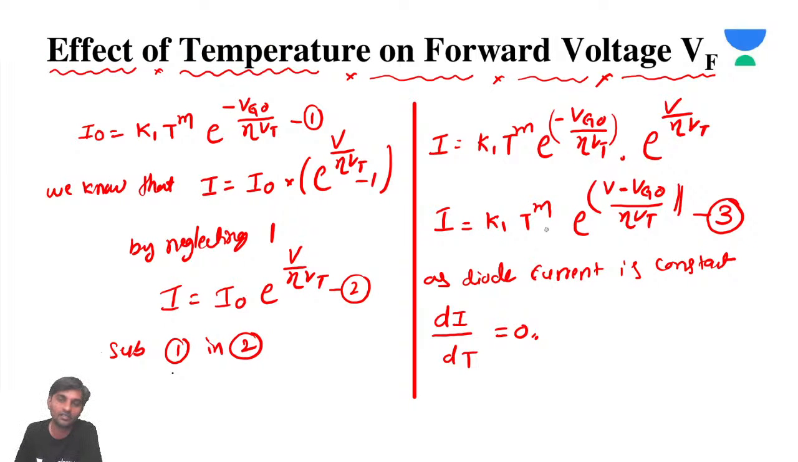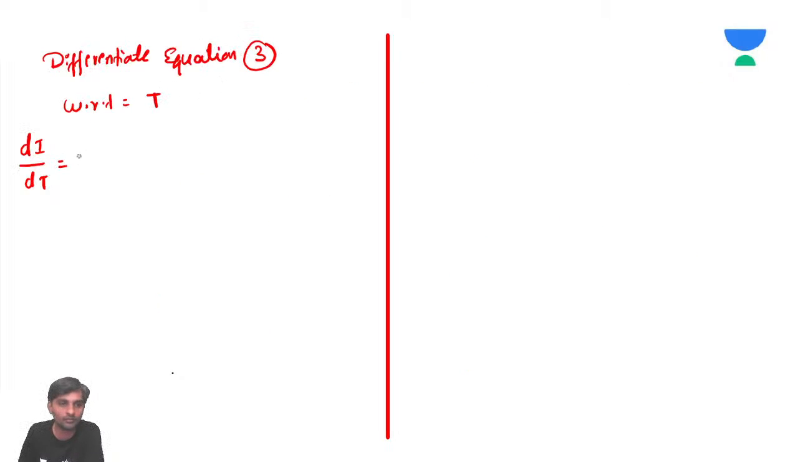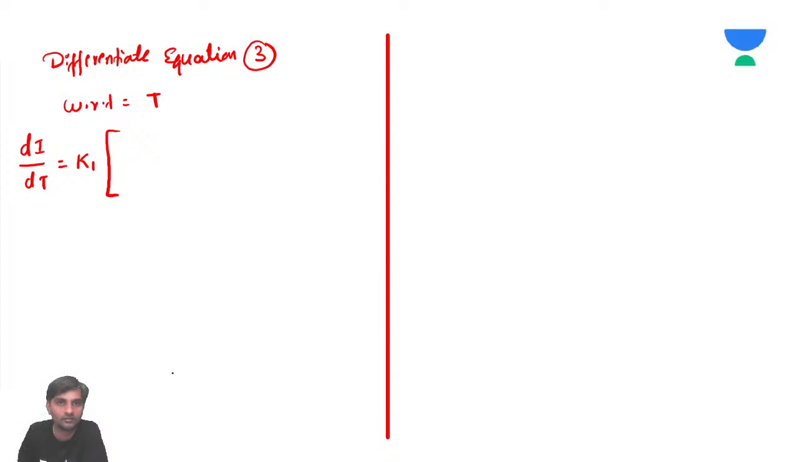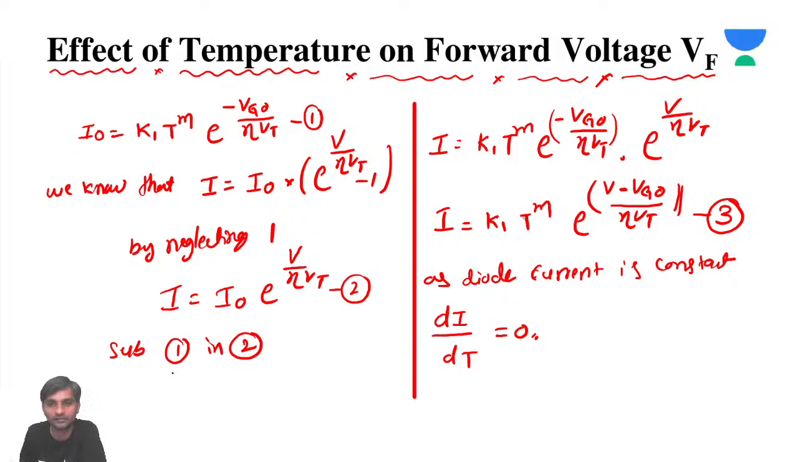You can see here T and V are both variables. K is constant, so no problem. K will come out. But here you need to apply the UV formula: UV dash plus VU dash. Yes or no? So first let's do this. T power m means m into T power m minus 1.